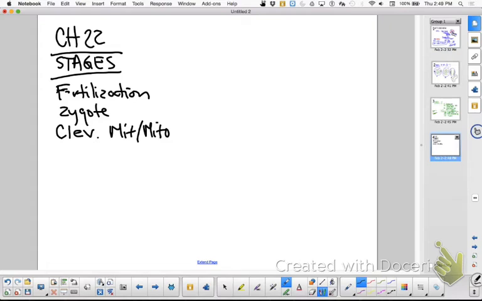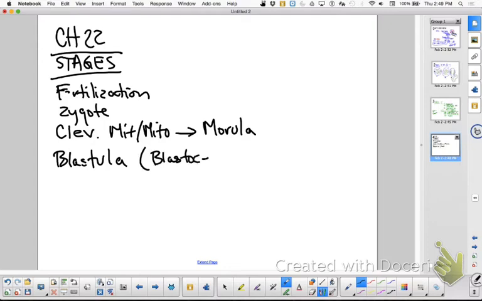Okay, don't jump ahead. Wait for me to ask, okay? And as a result of that, you will form a what? A morula, which is a solid ball of cells, okay? Then what comes next? A blastula, which is a what? How do you get a blastula though? Pump in salt, water follows. What do you call the cavity inside the blastula? Blastocoel, C-O-E-L.